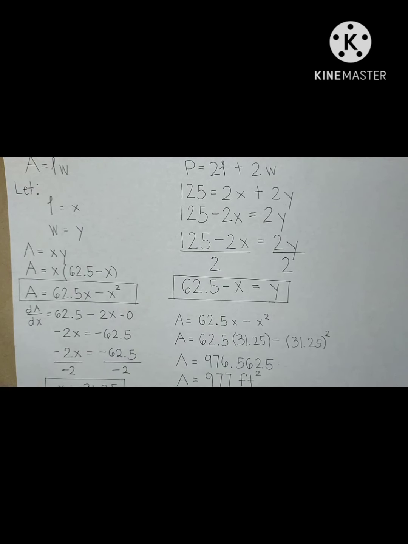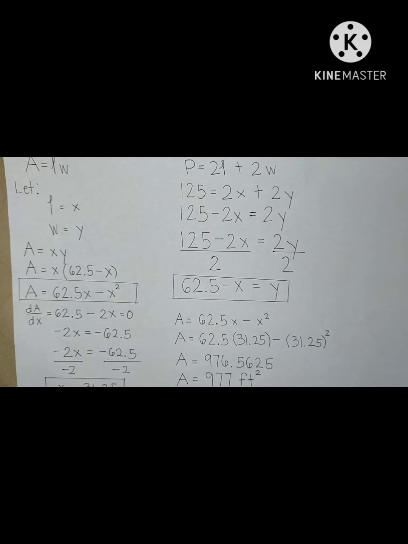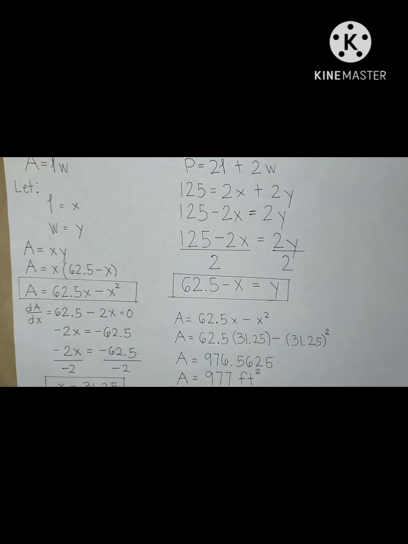We need to transpose 2x to the left side because we are going to get the value of y. Next, let's divide both sides by 2. 125 minus 2x all over 2 is equal to 62.5 minus x is equal to y. So now we have the value of y. The next thing is to substitute the value of y into the equation A = x times y. So we have now A equals x times the quantity (62.5 - x).